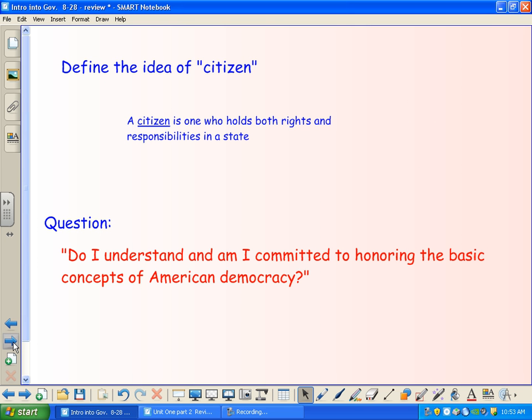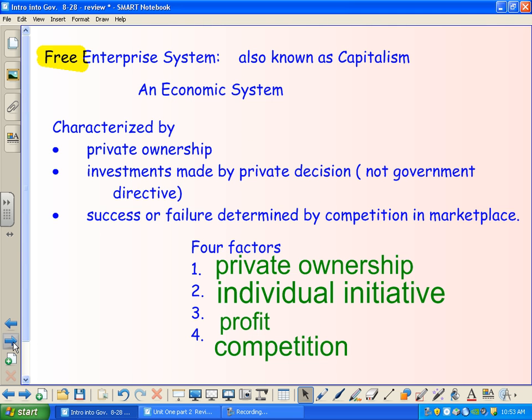All right, then we're coming on to the idea of a citizen. A citizen is one who holds both rights and responsibilities in a state. That is the expectation of who you are. You can define that in a much broader way, but that is, put simply, a definition of citizen. The question I asked underneath here is, do you understand and are you committed to honoring the basic concepts of American democracy? I may not ask that specific question, but I'm probably going to ask you a question about the idea of a citizen and what that might mean to you. All right, let's go to the next slide.